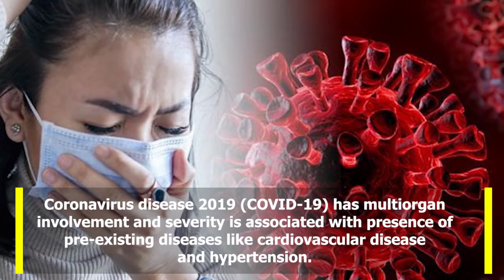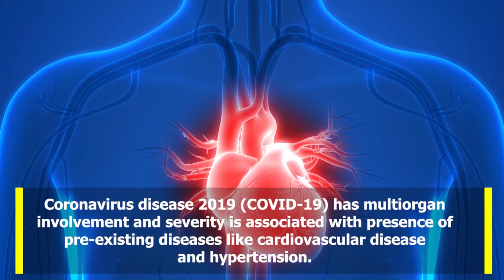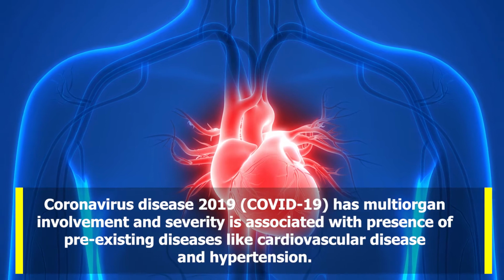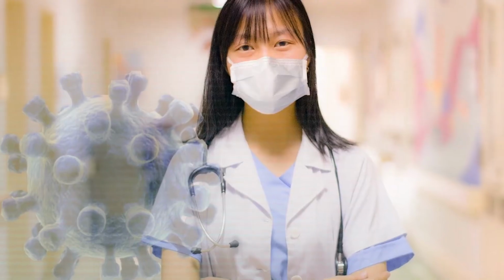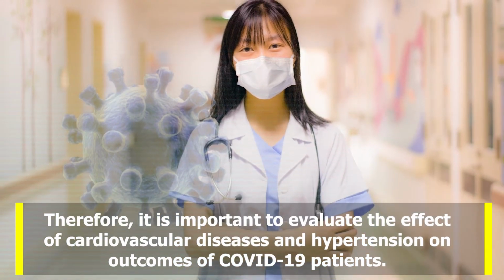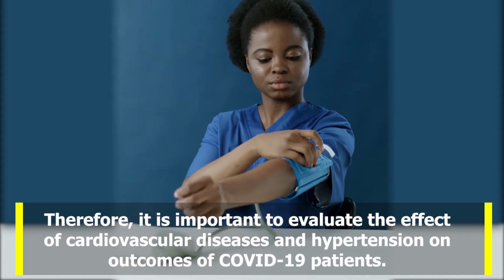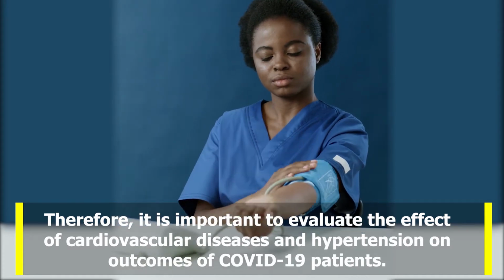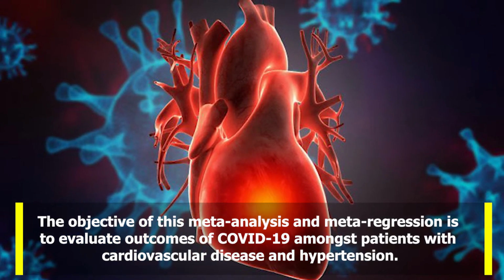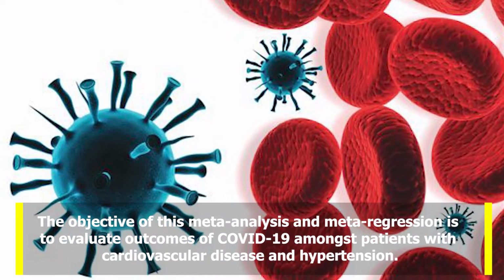Coronavirus disease 2019 has multiorgan involvement and severity is associated with presence of pre-existing diseases like cardiovascular disease and hypertension. Therefore, it is important to evaluate the effect of cardiovascular diseases and hypertension on outcomes of COVID-19 patients. The objective of this meta-analysis and meta-regression is to evaluate outcomes of COVID-19 amongst patients with cardiovascular disease and hypertension.